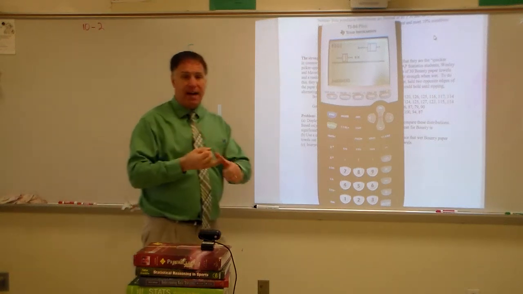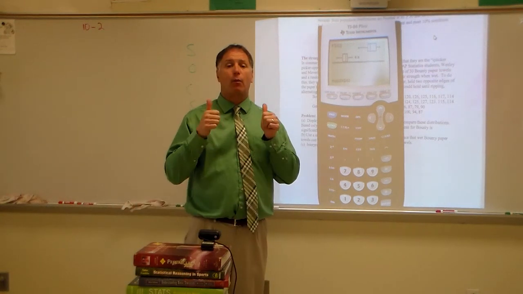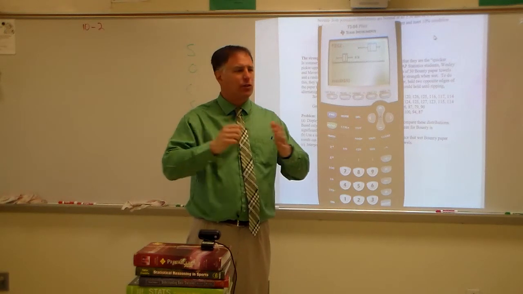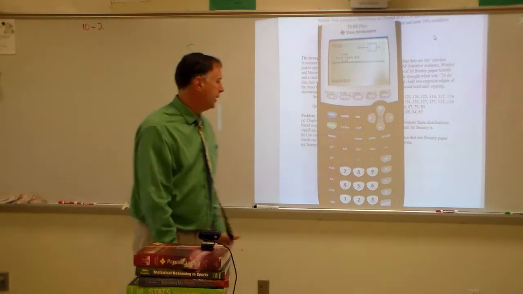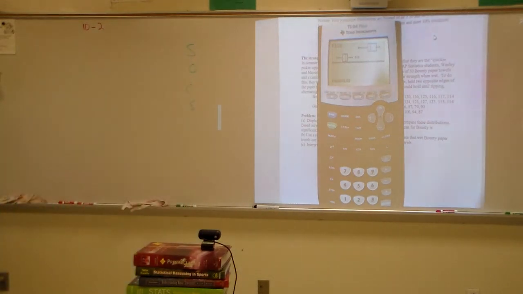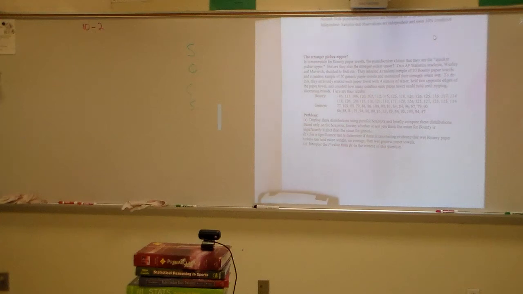All right, so we did that. We did the shape, outlier, center, spread, and we used comparison words. You have to use comparison words or they're not going to give you credit. Okay, so let's get that calculator out of the way. And now let's do a significance test.